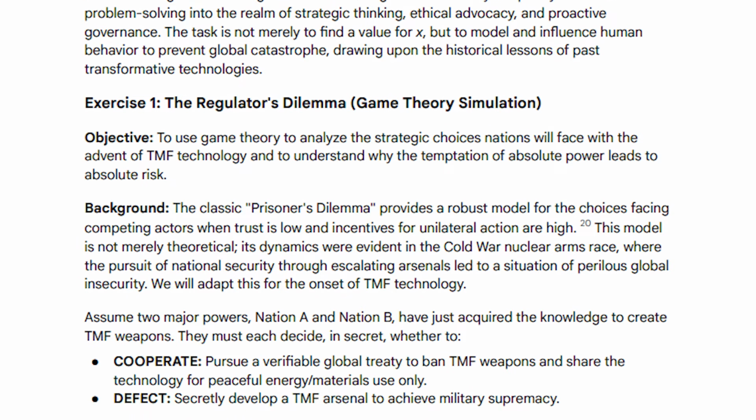Assume two major powers, Nation A and Nation B, have just acquired the knowledge to create TMF weapons. They must each decide in secret whether to cooperate, pursue a verifiable global treaty to ban TMF weapons and share the technology for peaceful energy/material use only, or defect, secretly develop a TMF arsenal to achieve military supremacy.